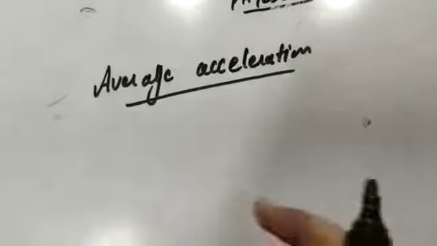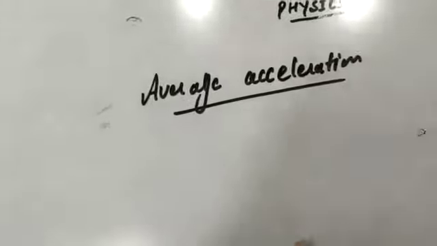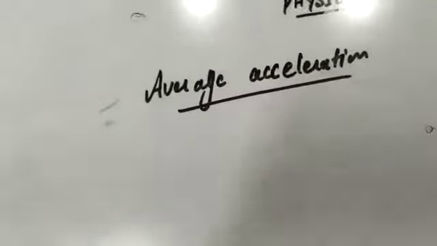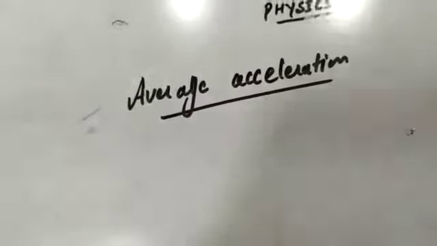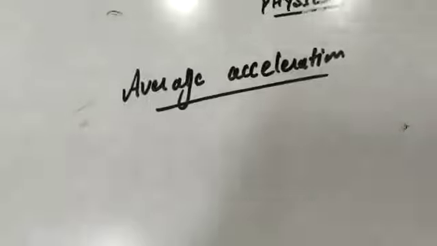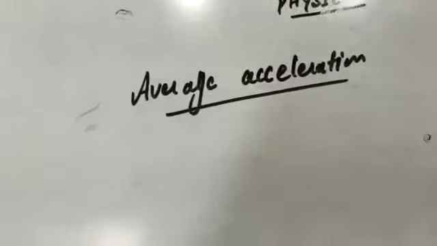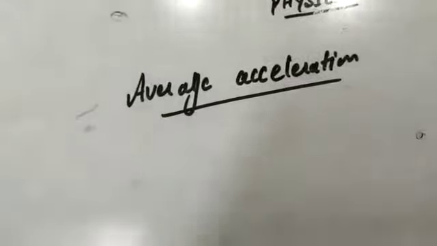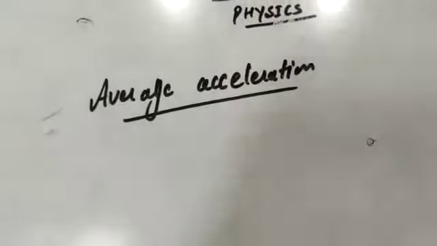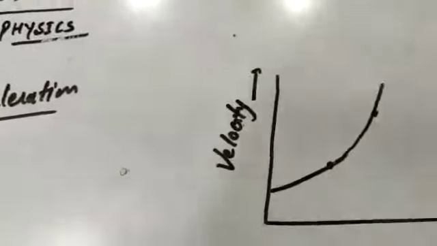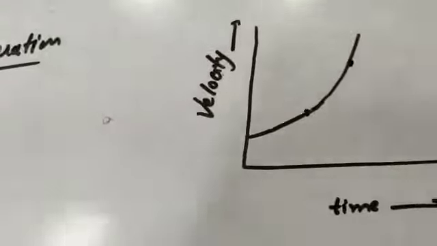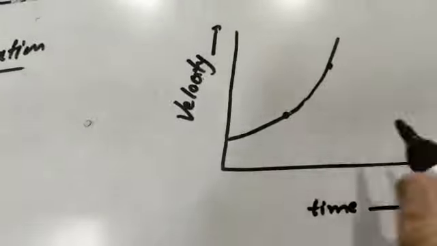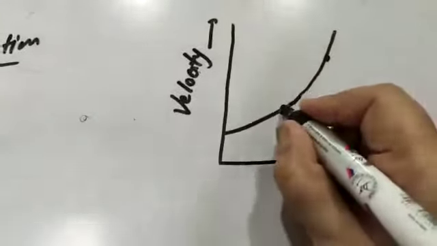Students, when we are dealing with variable acceleration, variable means either increasing or decreasing acceleration or non-uniform motion, in that case it is necessary to find out the average acceleration. Now let us consider we are dealing with non-uniform acceleration, so the graph would be something like this, curved.